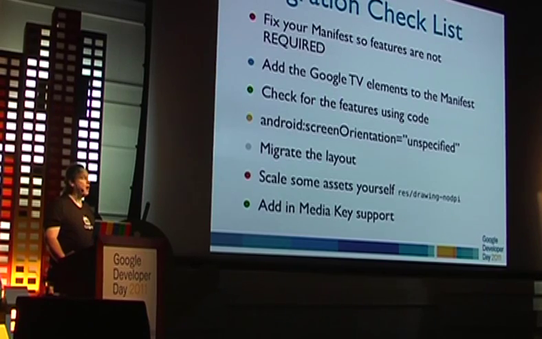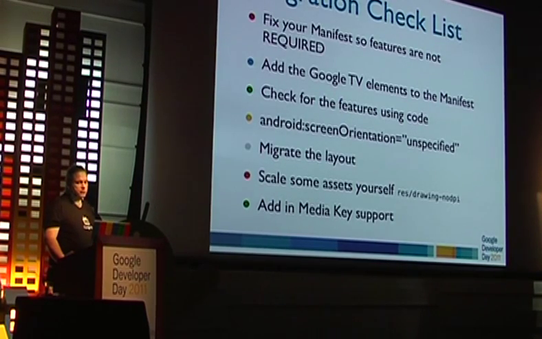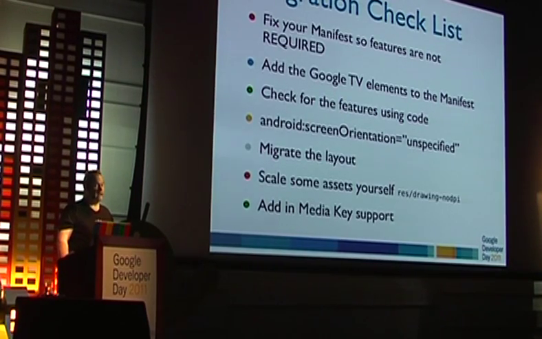So when you're migrating, it's easiest if you fix your manifest so features are not required, add Google TV elements to the manifest, check for features using code, try setting your orientation to unspecified, migrate the layout, scale some assets yourself, and add in media key support. And remember that permission requests often bring in features. Use the Android Asset Packaging tool, AAPT, before uploading to market.